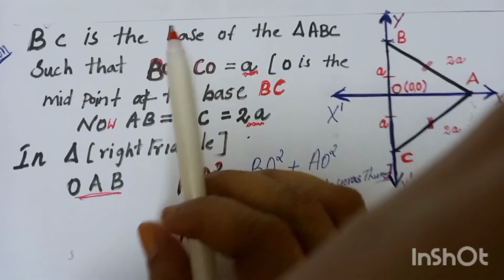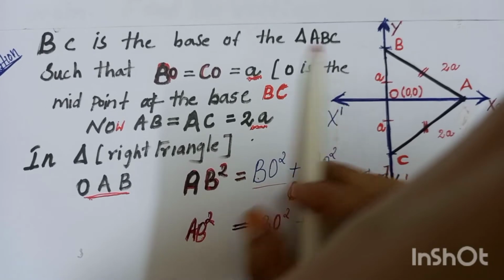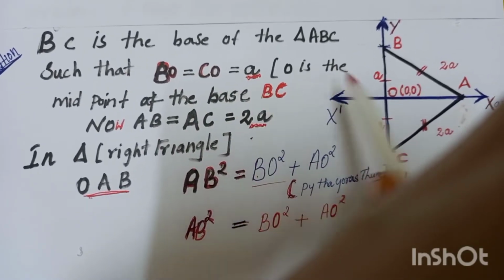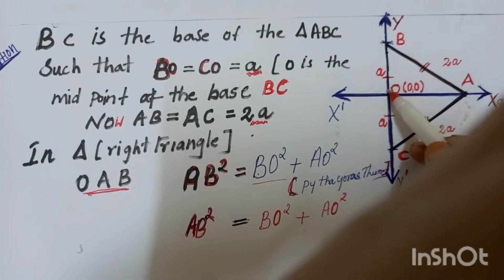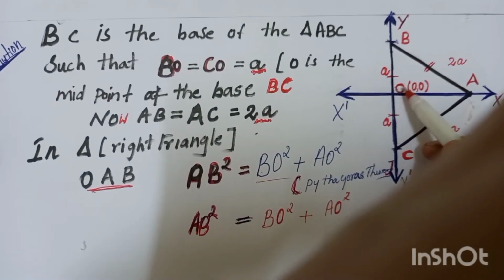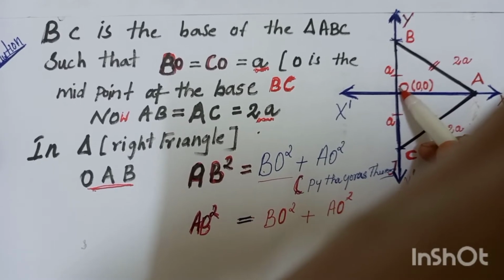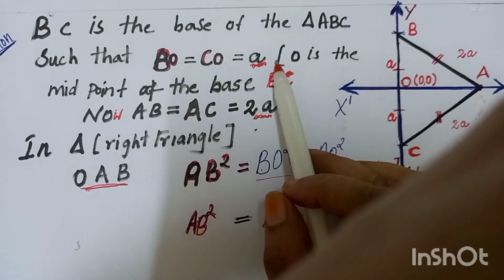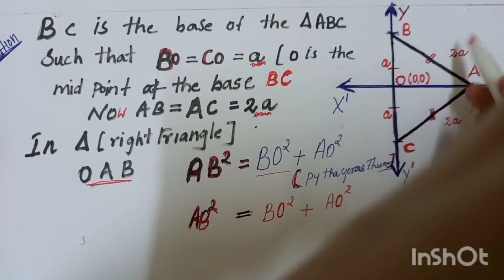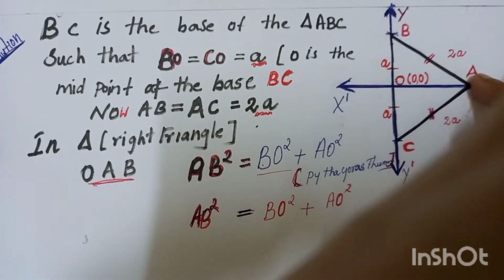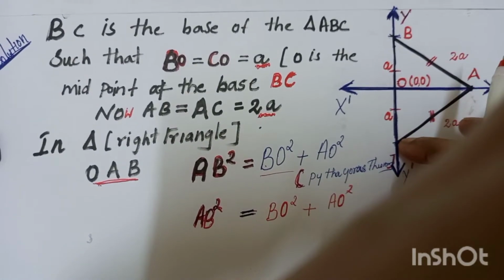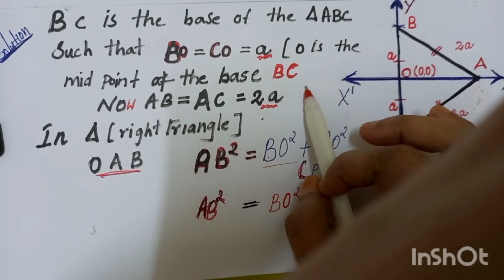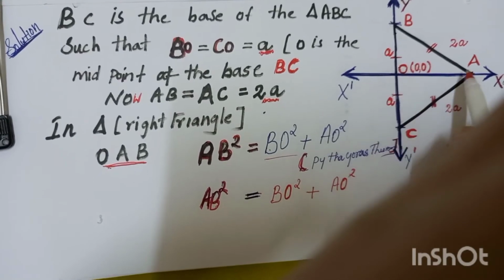Solution: BC is the base of the triangle ABC such that BO is equal to CO is equal to a. Why? Because O is the midpoint, at the origin. Now, AB is equal to AC, which is equal to 2a. Now, we have to find the coordinates of A.